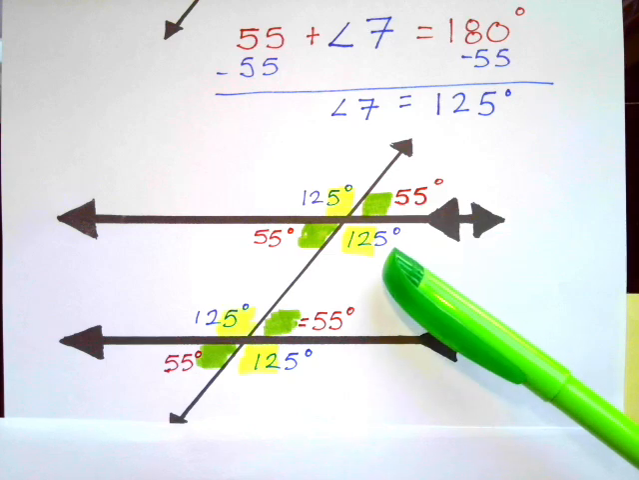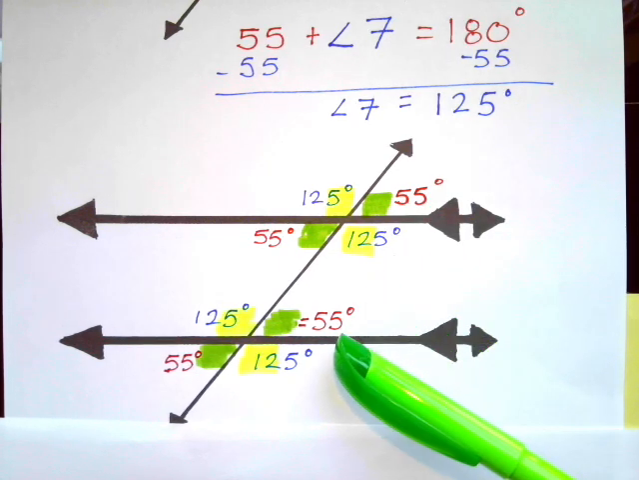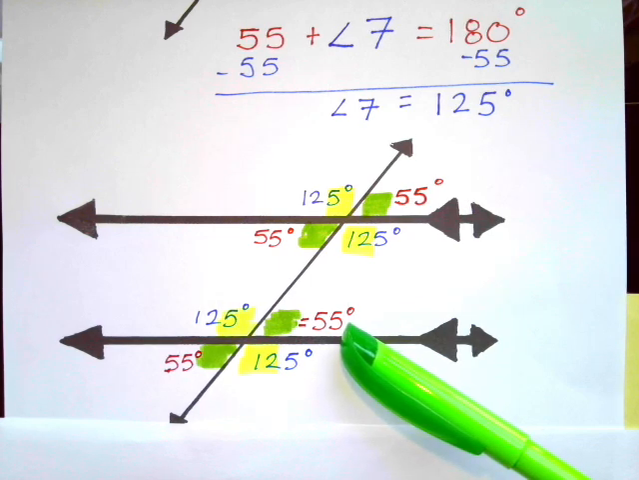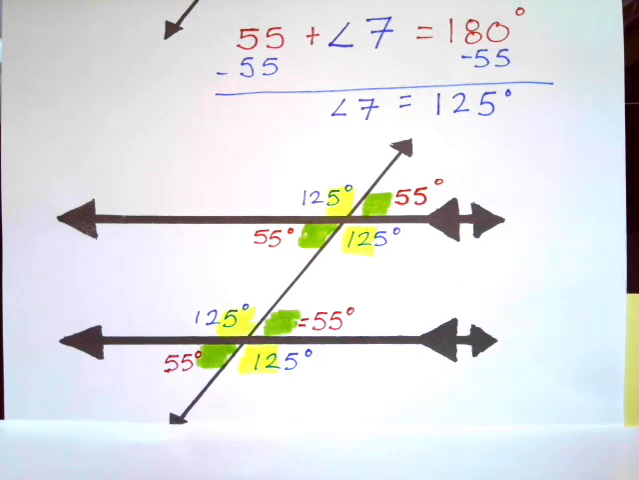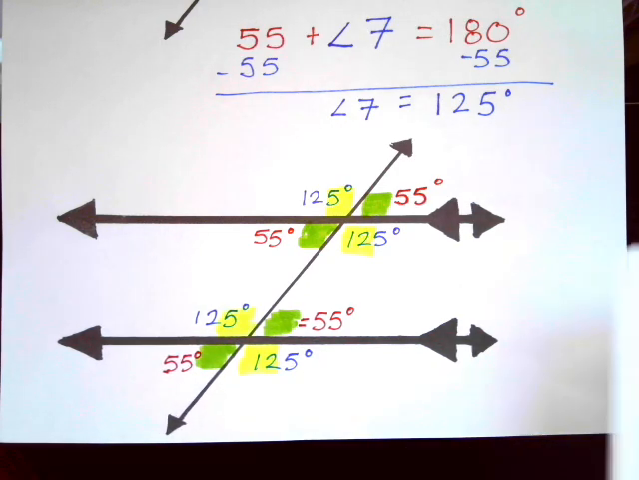Angle 3, 125 degrees. Angle 5, 55 degrees. Angle 7, 125 degrees. So try to remember those congruency rules. I've tried to highlight it to make it easier for you.